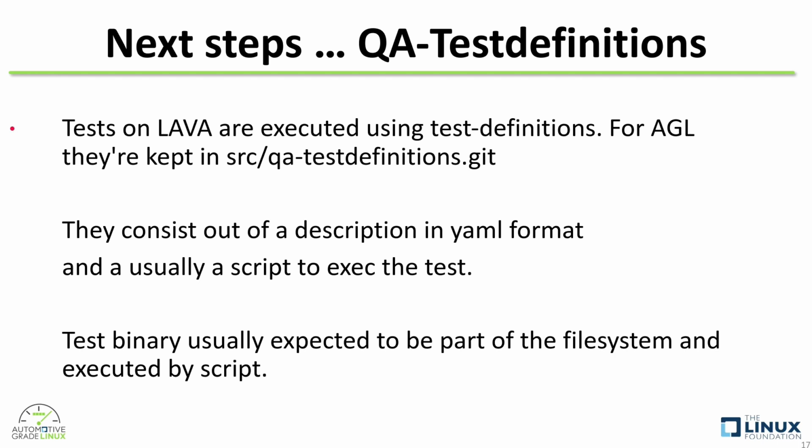Now, how can you then drive a test on a board that's connected to Lava? Tests are executed using test definitions. Such a test definition is then called as part of the job that's submitted to Lava. AGL has a few test definitions. They are kept on the Git server in the QA test definitions repository. In essence, it is a description in YAML format and a script that calls or executes the test.